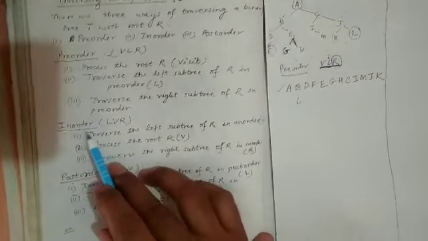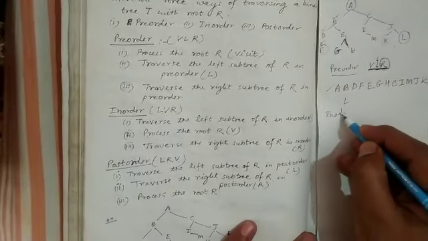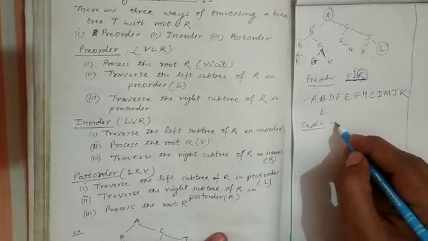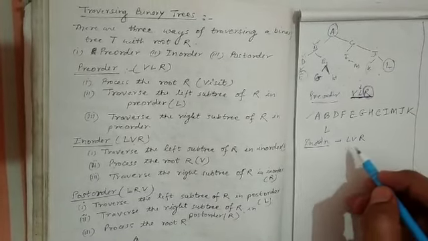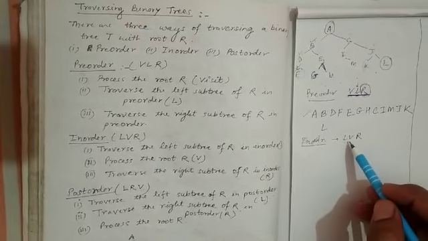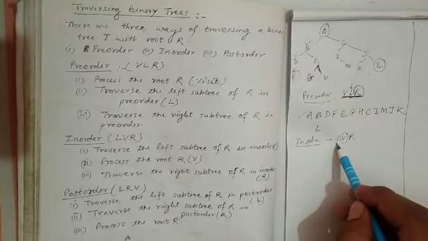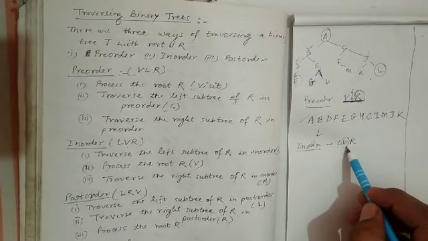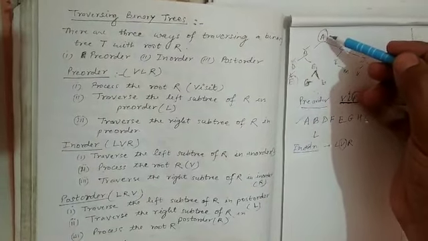Now we will see how we can find out the in-order traversal. So basically in-order traversal follows the LVR method. Here the visit comes in between L and R. So first you have to move left side, then you have to visit, then you have to move right side. Let's see how we can find out the in-order traversal of this binary tree.